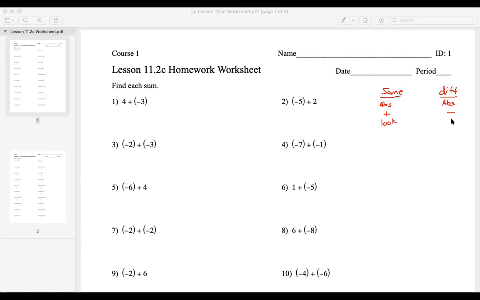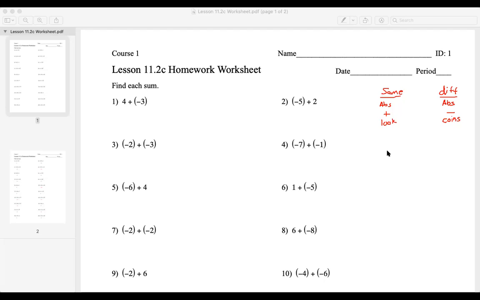And for different signs, you're going to think about the coins. Which one do we have more of? Do we have more positives or more negatives? Okay, so here are my notes to myself. Yours may not look like that. You may actually want to write the actual rules and have that in front of your face.